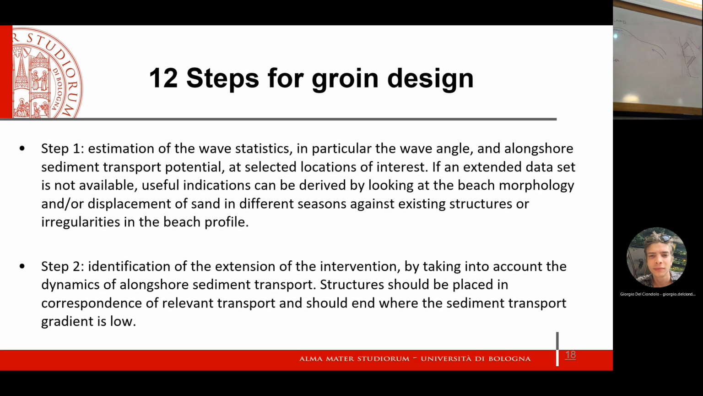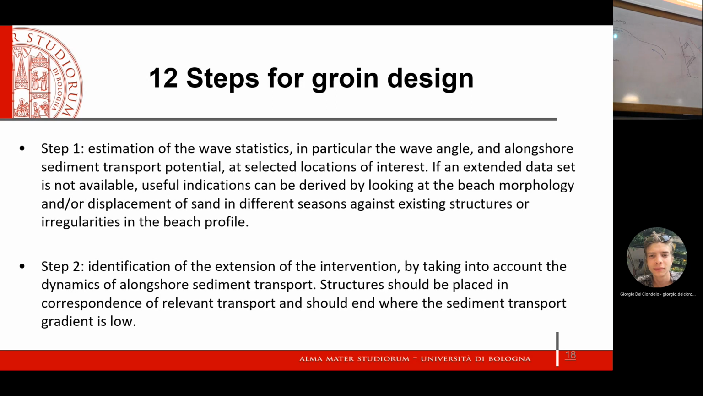And the structure should also end where the gradient in sediment transport is low, because if you have big gradients in sediment transport, it means that you have erosion there. And if you don't have big gradients, it may be the right place where you could end your intervention.